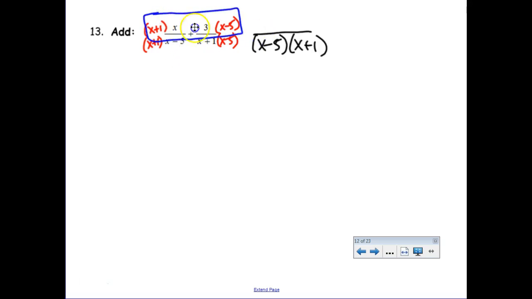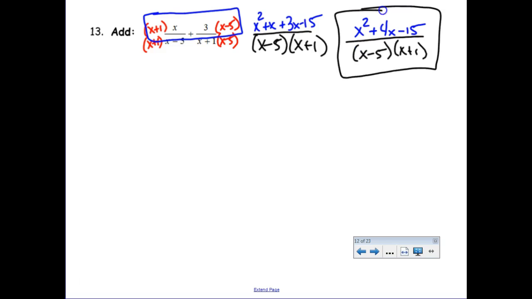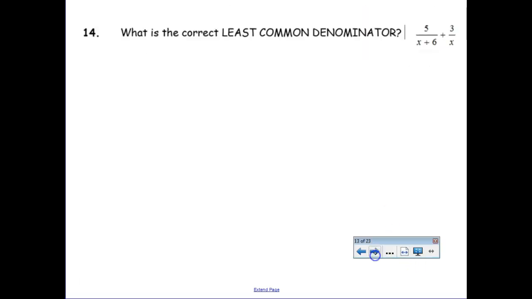Let's clean this up a bit. So x times x plus 1, I'm going to distribute that. I'm going to make it x squared plus x. And then we have a plus 3 that we're distributing into x minus 5, so plus 3x minus 15. And the only thing I'd expect you to do after this is clean it up. So x squared, this is plus 4x minus 15. Now good news, that does not factor, which means our work is done. Alright, there we go. Easy peasy lemon squeezy. Alright, next question.